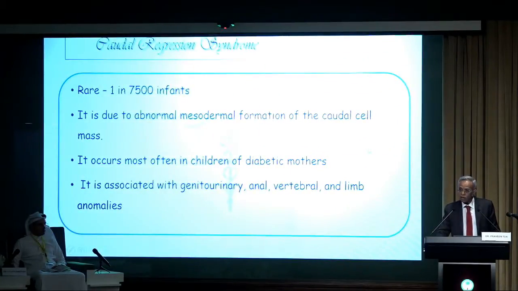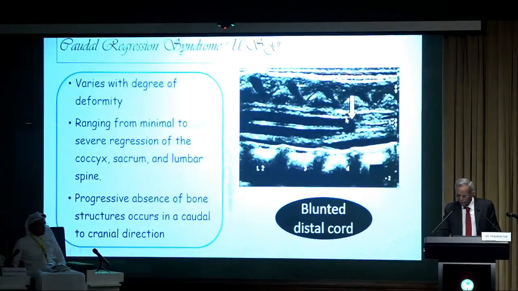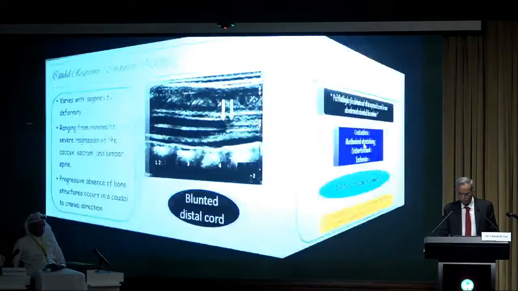Then comes caudal regression syndrome, which is very, very rare. What we find basically is that caudal regression syndrome is associated with sacral agenesis and a blunt distal cord. This is a classical blunt distal cord which we can see in caudal regression.